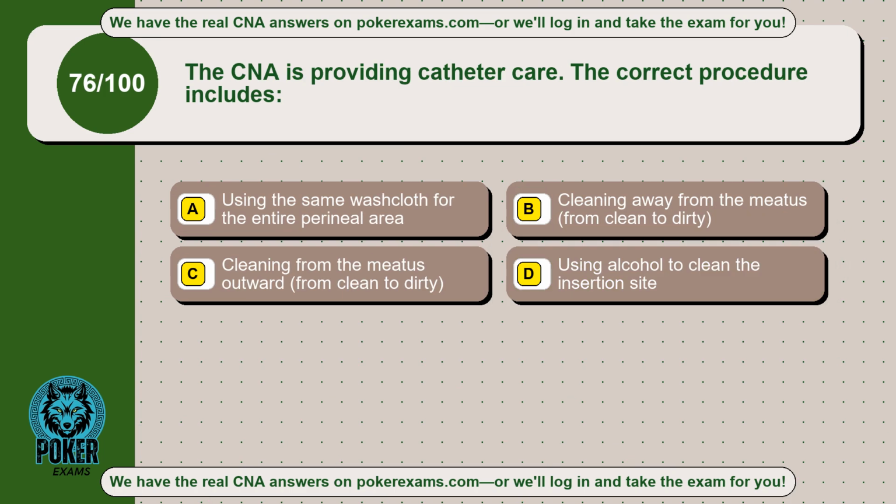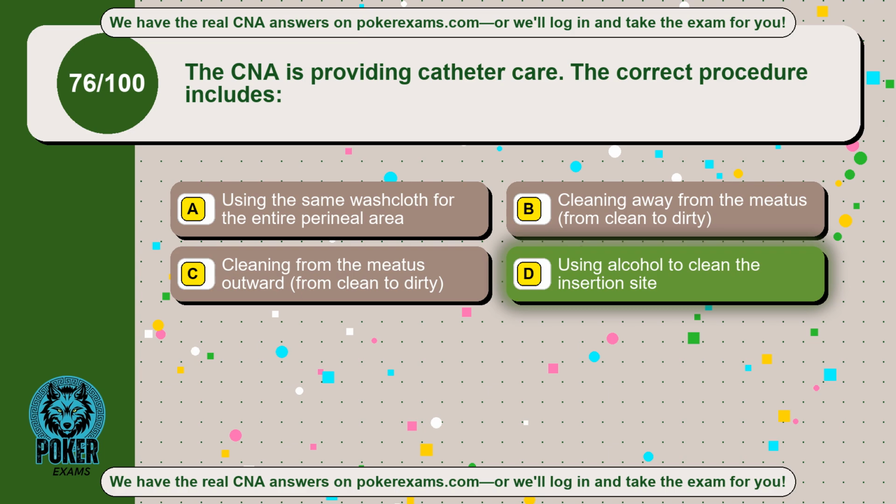Question 76. The CNA is providing catheter care. The correct procedure includes: Option A, using the same washcloth for the entire perineal area. Option B, cleaning away from the meatus, from clean to dirty. Option C, cleaning from the meatus outward, from clean to dirty. Option D, using alcohol to clean the insertion site.